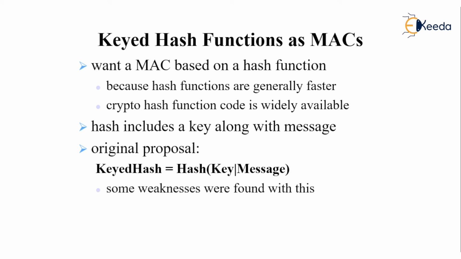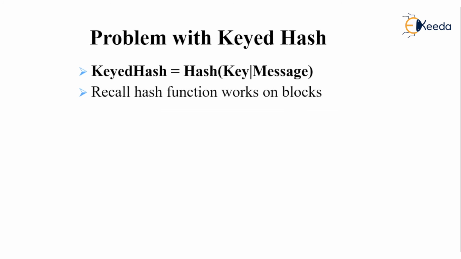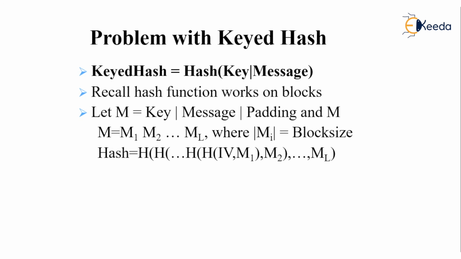Some weaknesses were obviously found with this, which eventually led to the development of a secured MAC, that is the hashed MAC function. And now we'll see what is the problem with the keyed hash. Keyed hash is achieved by implementing the hash functionality on the key along with the message. Just recall the hash functions work on blocks. We have the block ciphers.